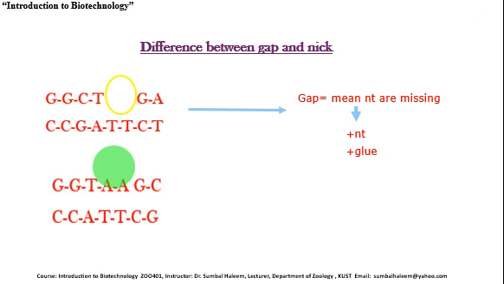While if you look at the other sequence, here you can see that for each base there is a complementary base. However, if you look at this region, between the A and G a phosphodiester bond is missing.